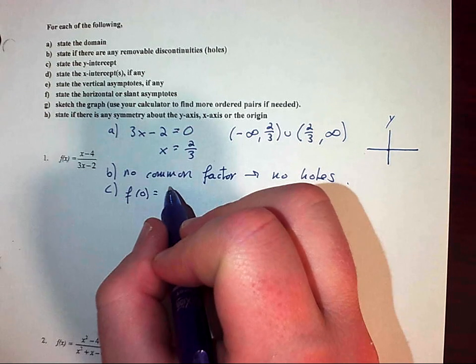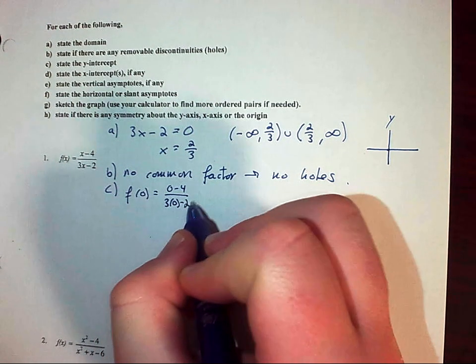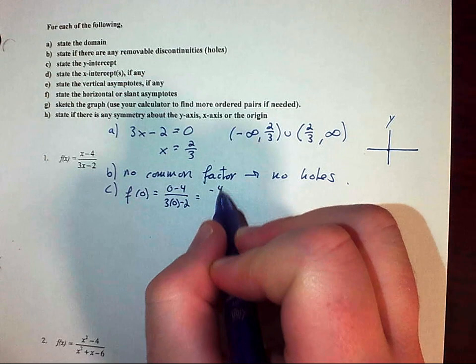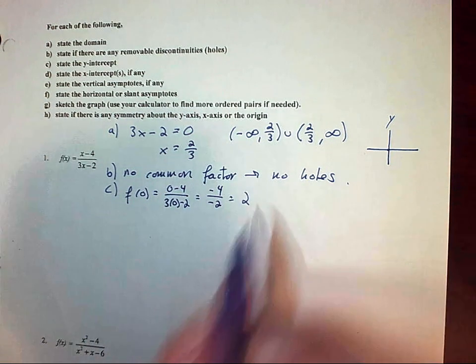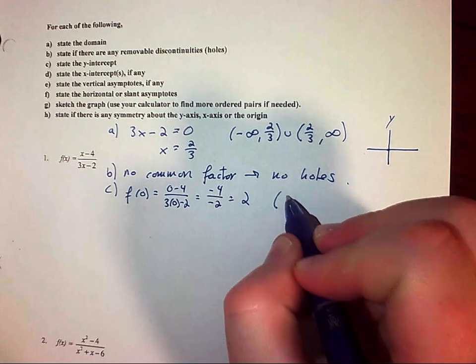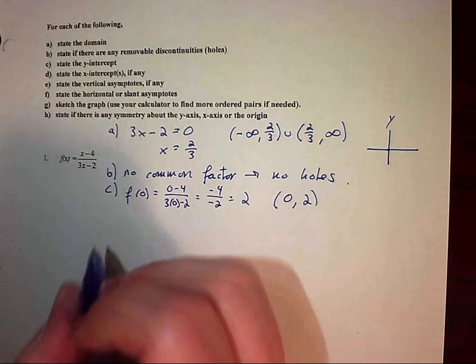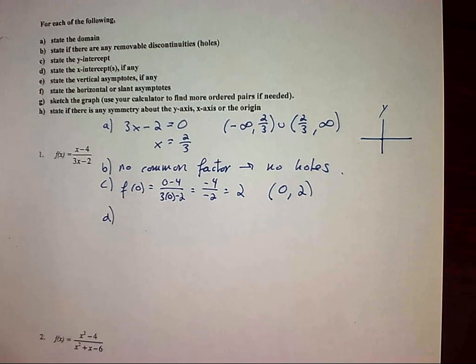We plug in 0 for all of this, we're going to have 0 minus 4 divided by 3 times 0 minus 2, which is just the same thing as minus 4 divided by minus 2, which is just positive 2. So therefore, our y-intercept is going to be at x is equal to 0, y is equal to 2. That's not new to this section.